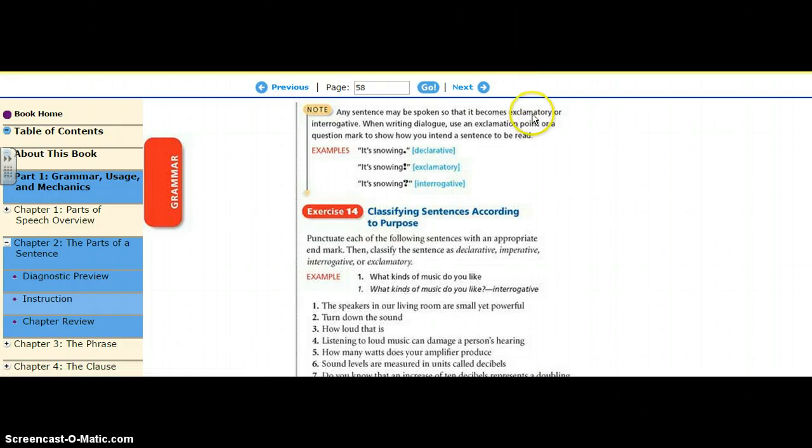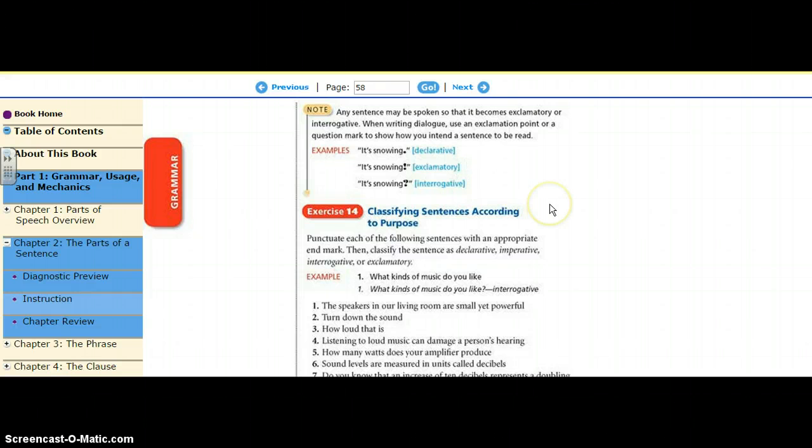Page 58. Any sentence may be spoken so that it becomes exclamatory or interrogative. When writing dialogue, use an exclamation point or a question mark to show how you intend the sentence to be read. It's snowing. That's just a statement of fact. It's snowing! Exclamatory, you're excited. It's snowing? That's your question.